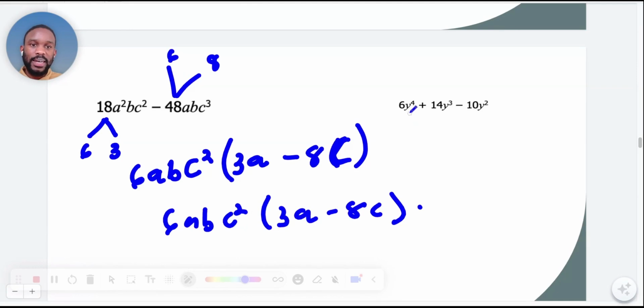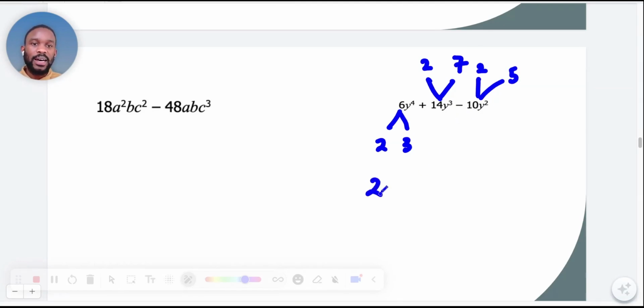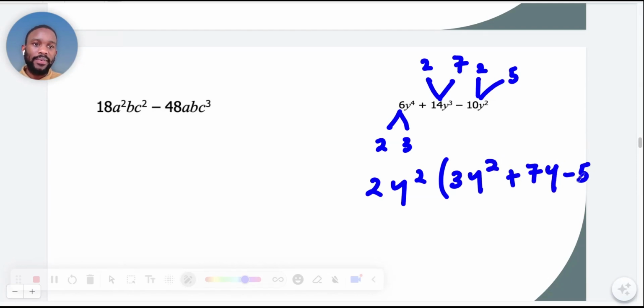Okay, what if we have 3 terms here, right? It's still the same thing. Here, the greatest common factor of the constants: you multiply 2 times 5 to get 10, 2 times 7 to get 14, 2 times 3 to get 6. And then because all these are y's, what power would you pass to get to y to the 4? That should be y squared. So you factor out 2y squared, and then here you'll be left with 3y squared plus 7y minus 5, right?